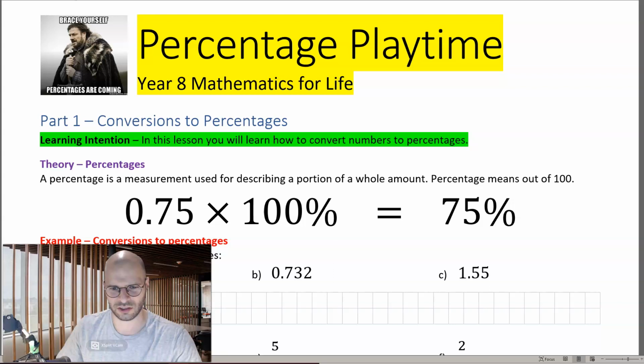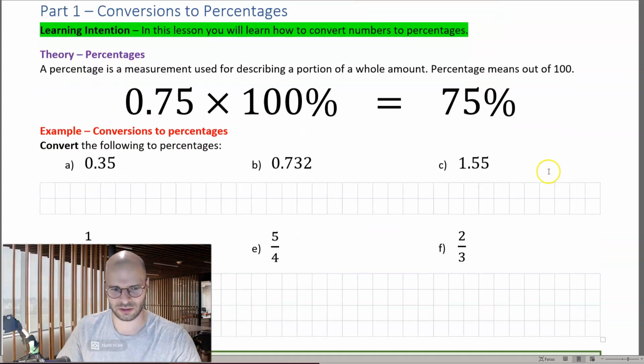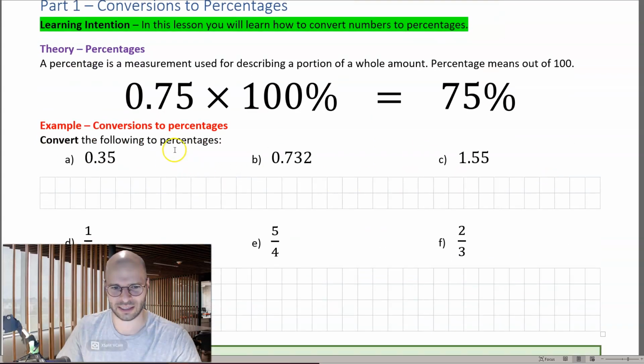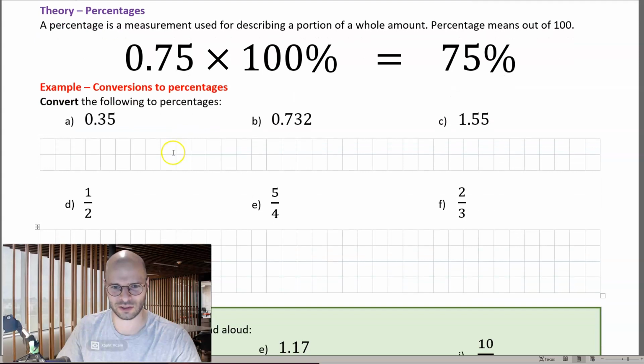In this lesson, you'll learn how to convert numbers to percentages. Now, a percentage is a measurement used for describing a portion of a whole amount. Percentage means out of 100. Now, if we were to convert a number to a percentage, all we need to do is firstly convert it to its decimal form and then multiply it by 100.